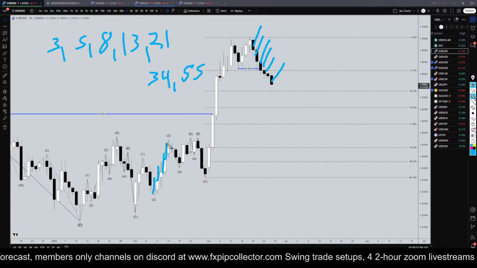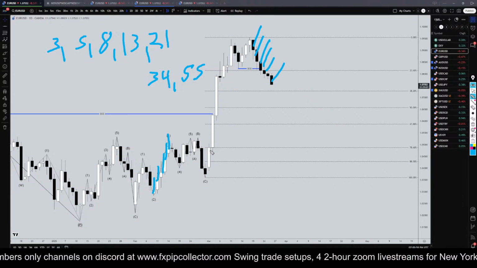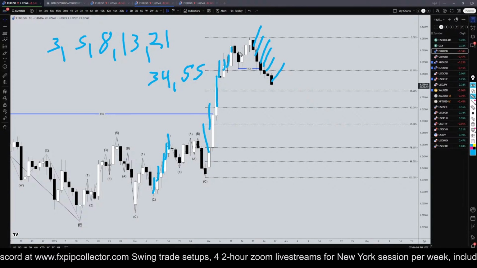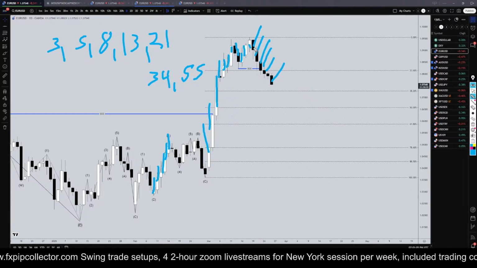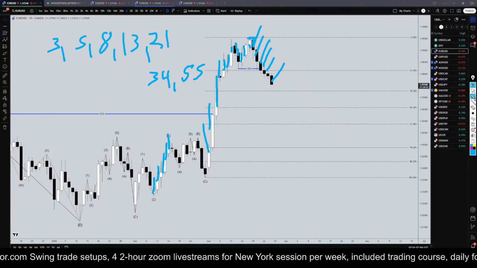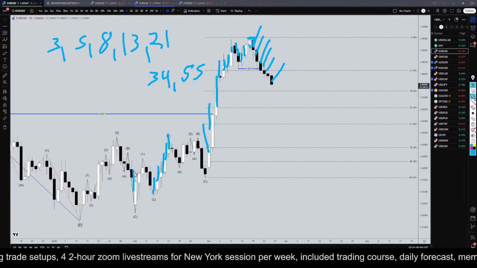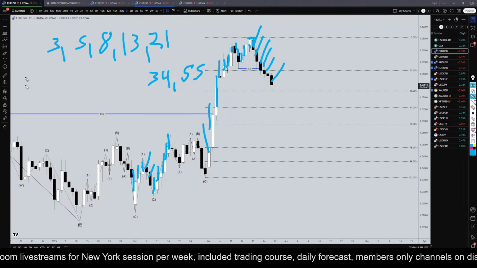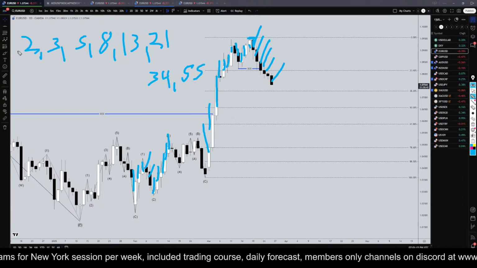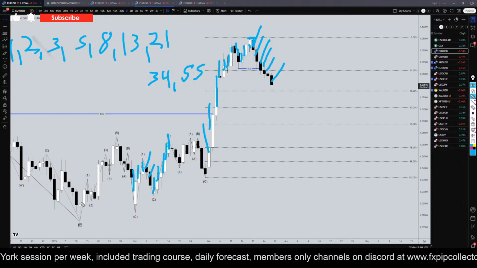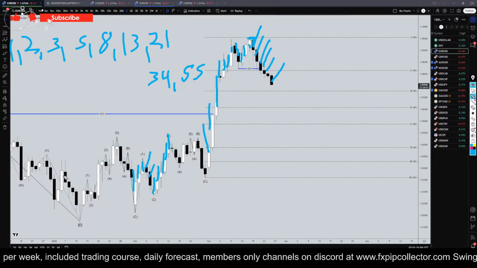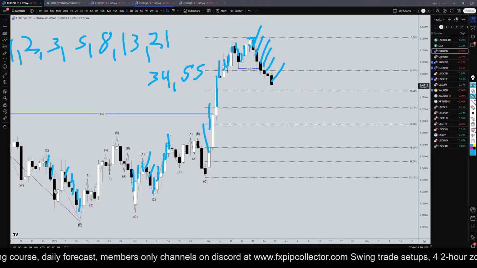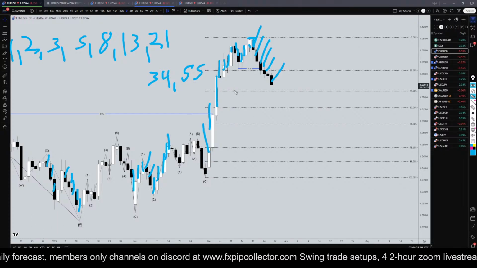1, 2, 3, 4, 5. That move up was 5 candles. 1, 2, 3, 4, 5, 6, 7, 8, 9, 10, 11, 12, 13. The top of this right here was 13 candles. That was 1, 2, 3 candles. That's a Fibonacci number. 1, 2 candles, that's 2, also a Fibonacci number, and 1 is also a Fibonacci number. 1, 2, 3, 4, 5, that was the bottom. 1, 2, 3, that was the bottom. That's a Fibonacci number.